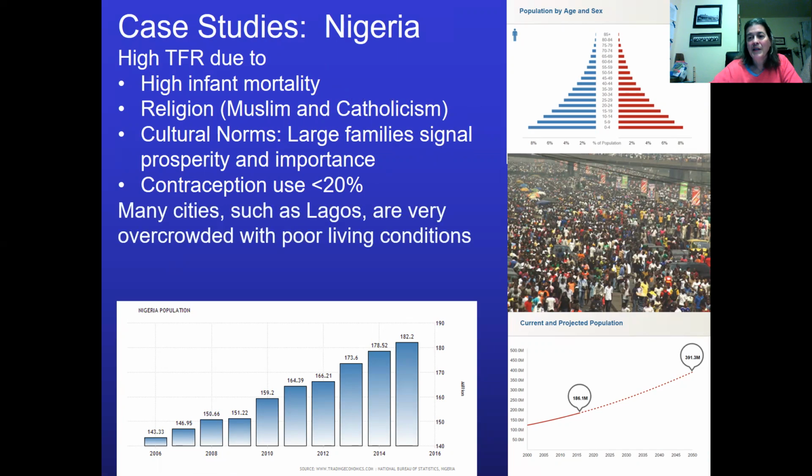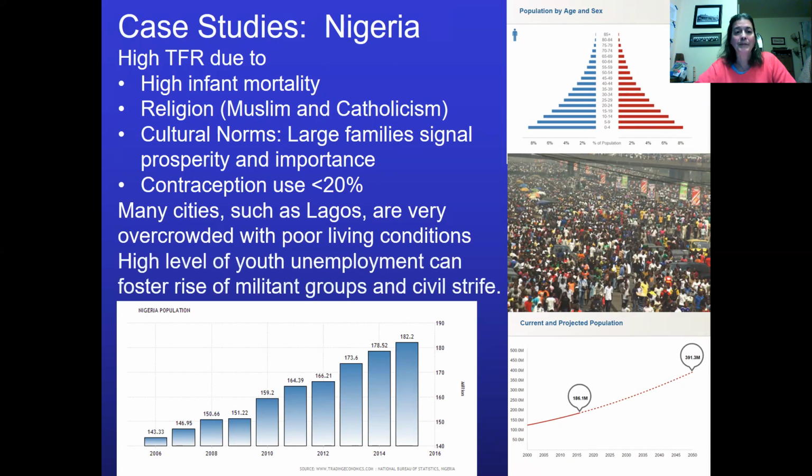So we're not going to discuss Nigeria too much right now, but it's going to be one of those countries to watch because, as I said, they look like they're going to surpass the United States population sometime in the next few decades. And they're a much smaller country than we are and a much less wealthy country than we are. So if you have a lot of people and then you get a high unemployment rate, that can lead to things like civil strife, et cetera. So Nigeria is going to be one of those countries you're going to want to watch.